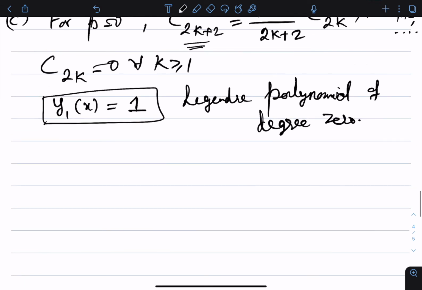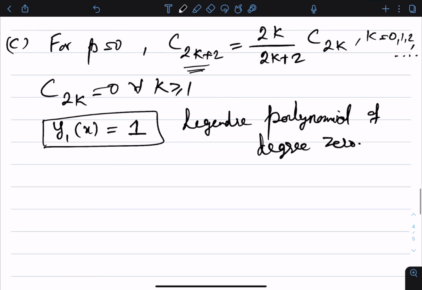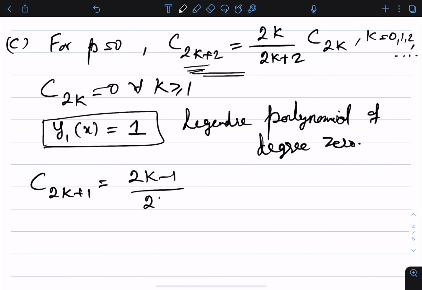Now what happens to y2? So for y2 you look at the corresponding odd indices of C, so you write 2k plus 1. You use that formula which is written in terms of B, which is 2k minus 1, 2k plus 1, C of 2k minus 1. Okay, and this is valid for k equal to 1, 2, 3 and so on.